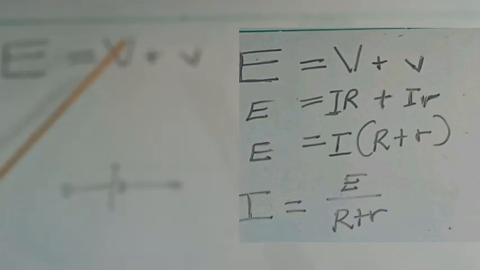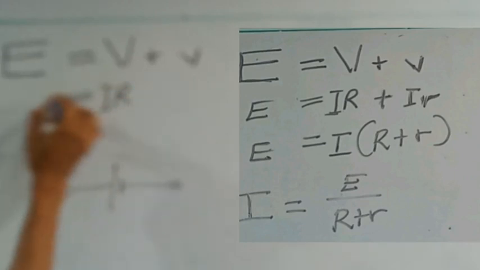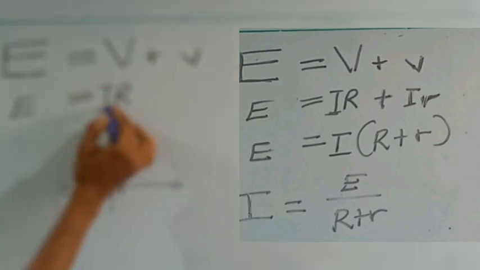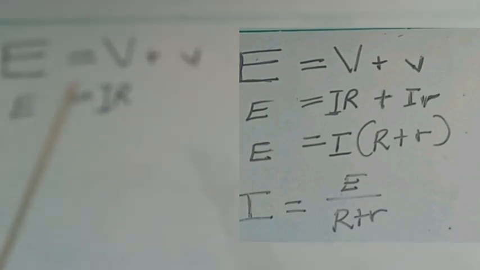Then we have the terminal PD, which is this one. The terminal PD, represented by capital letter V, is the potential difference across the terminals of a cell when it is delivering current. This is equal to IR, when it is delivering current to an external circuit.